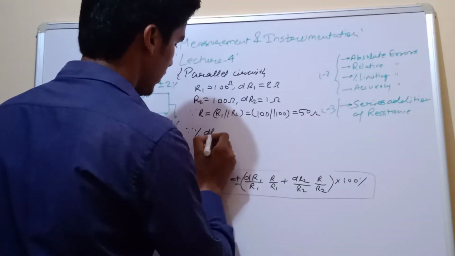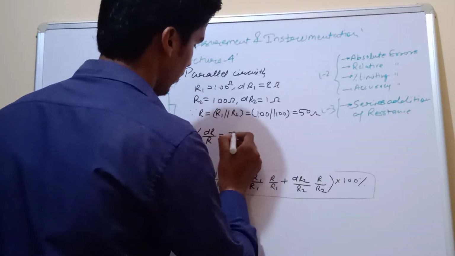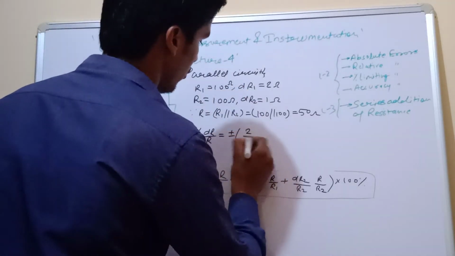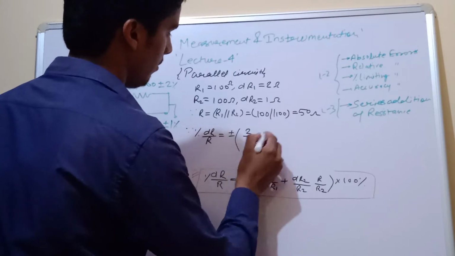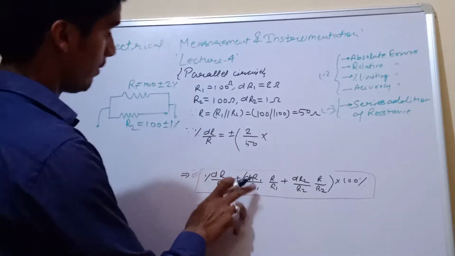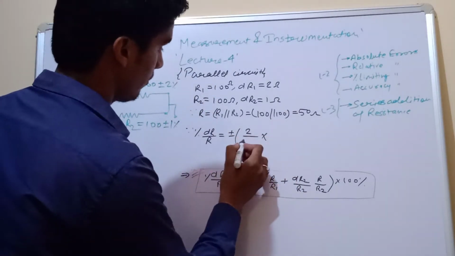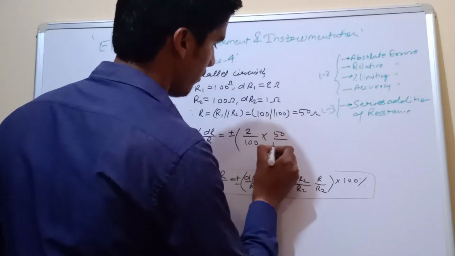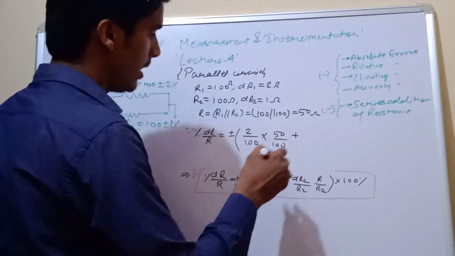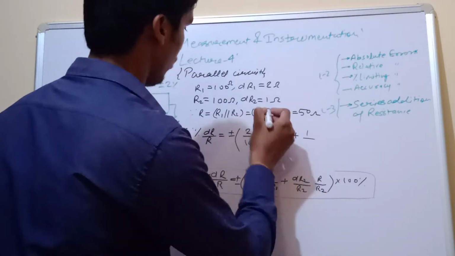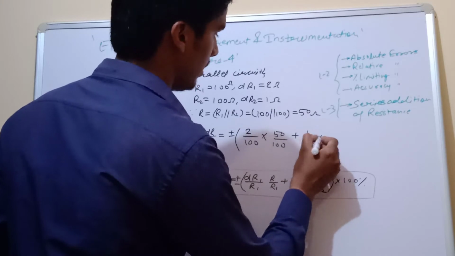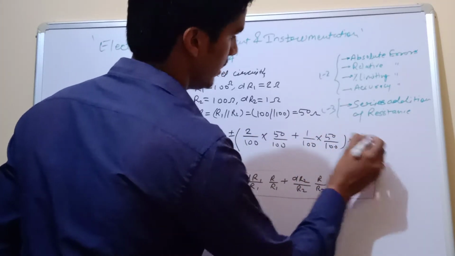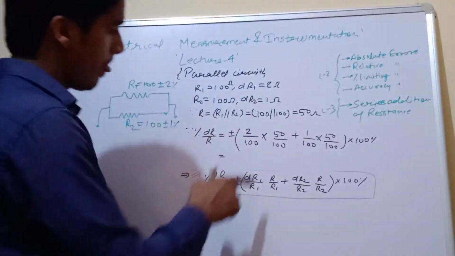Now percentage limiting error will be equivalent to plus minus bracket dR1 upon R1. What is the value of dR1? 2. What is the value of R1? 100, sorry. Multiply R upon R. What is the value of R? It will be 50, upon R1, 100, plus dR2 upon R2. What is the value of dR2 upon R2? R2 value is 100. Multiply by R, 50. R2 value is 100. Multiply by 100 percentage.